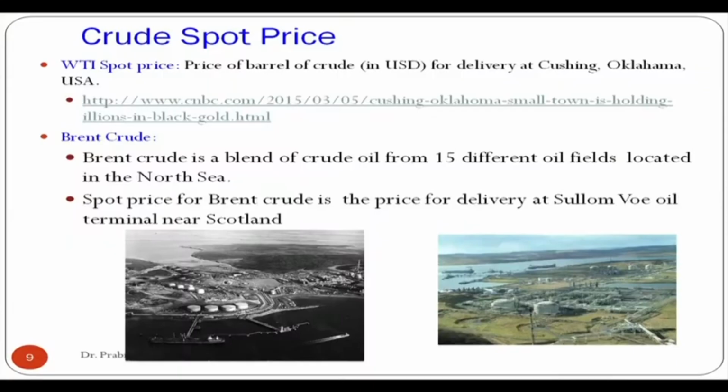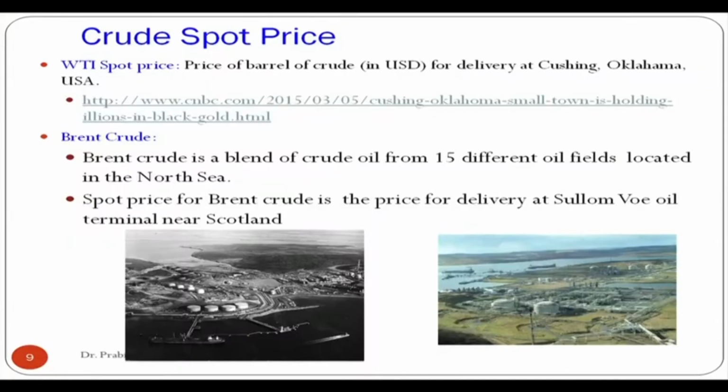So I hope you got to see this or understand the importance of Cushing, Oklahoma, USA with respect to the WTI spot price. The price prevailing for crude oil delivery at this pipeline center and storage location at Cushing is the spot price of WTI.